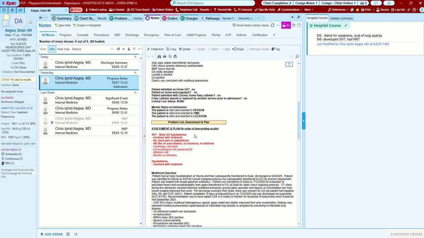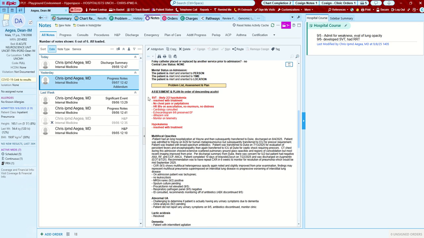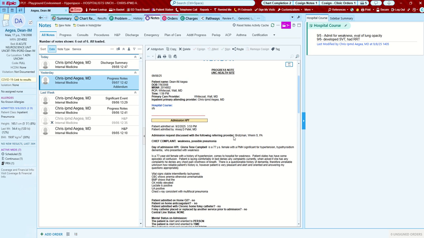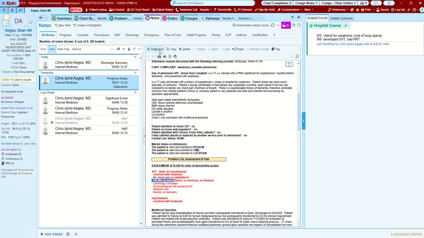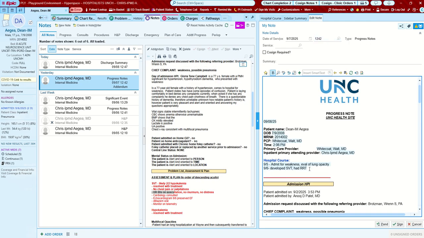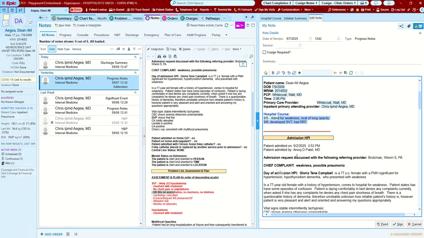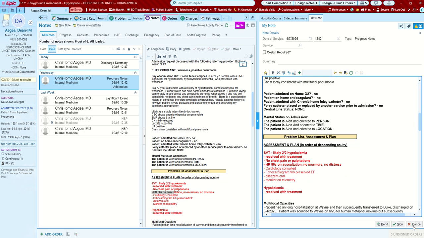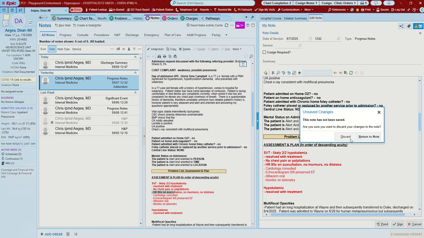And you'll see that here I have SVT, likely secondary to hypokalemia, resolved with treatment, no chest pain. You just adjust the problems as you go. That's it. Nothing else. Very easy. In these cases, once you're doing your notes, you'll always have your progress and your hospital course pre-populated, all that good stuff. Very easy.